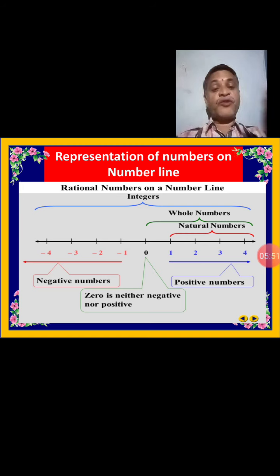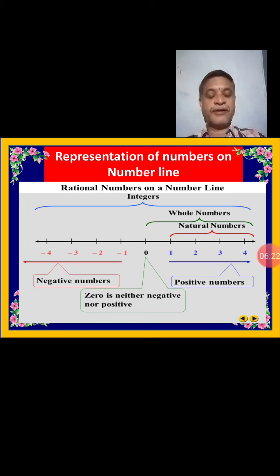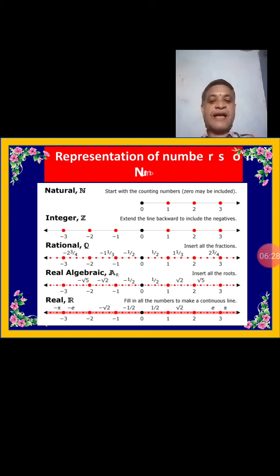If you add fractions in between these numbers, that means between 1 and 2 so many fractions are there, between 0 and 1 so many fractions are there, between 0 and -1 so many fractions are there. If you add all the fractions in this line, you can say that that is the rational number line. Generally we cannot add all the fractions in that number line. That's why we add only the fractions or rational numbers which we want. So if you add 0 to the natural number set you get whole numbers.